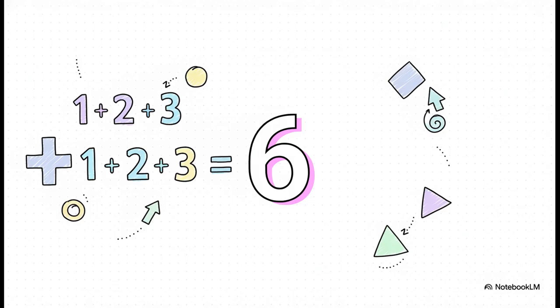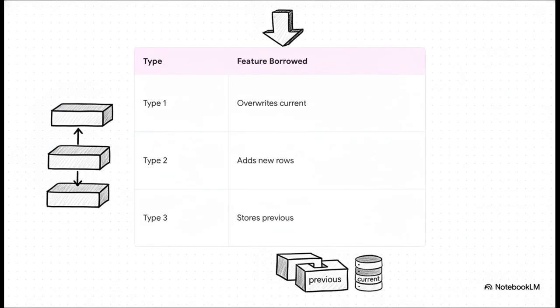1 plus 2 plus 3 equals 6. Let's break down exactly how this works. Type 6 essentially takes the best elements of the traditional types and combines them into one really powerful structure. From Type 1, it borrows the concept of overwriting current values directly, so you always have the latest state right there on every row. From Type 2, it still adds new rows to preserve the full historical records. And then from Type 3, it stores previous or original values right there, in new columns on the exact same row. It's a total hybrid.